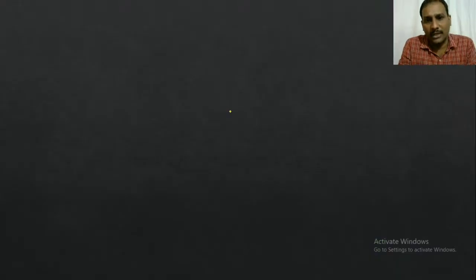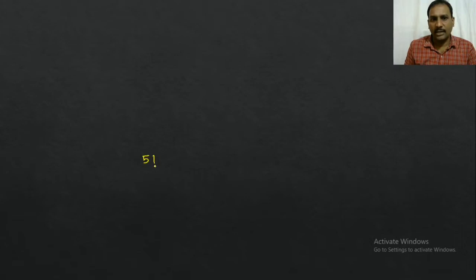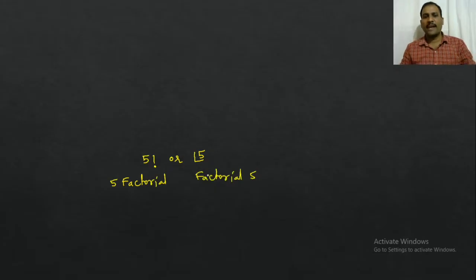What is factorial? Suppose you take a number 5, and 5 factorial can be written like this, or it can also be written like this, factorial 5. This is called 5 factorial or factorial 5. This is how we denote the factorial.